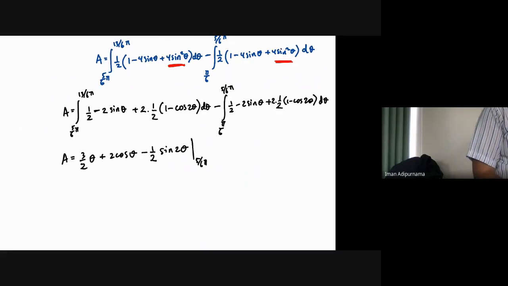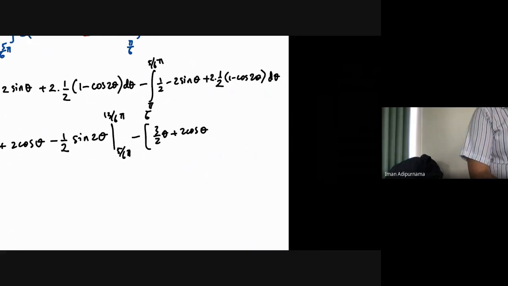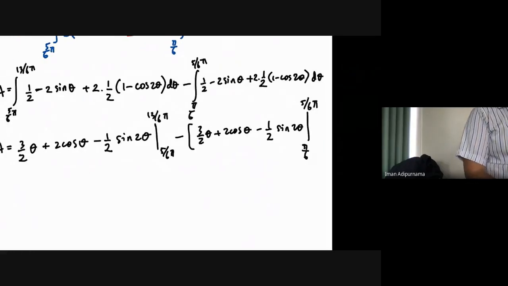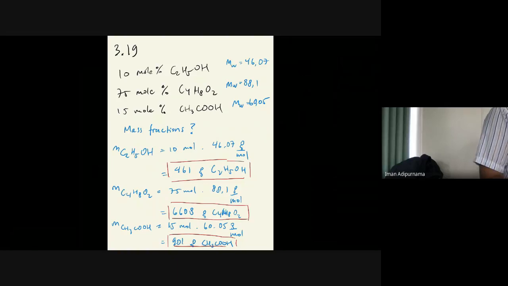And this starts from 5/6 pi. And this will be 3 over 2 theta plus 2 cos theta and minus half sine. Yeah, at the end, you can just plug in the angle, and it will be very long. But let me just write the solution. The solution is 5 plus 3, after some process.